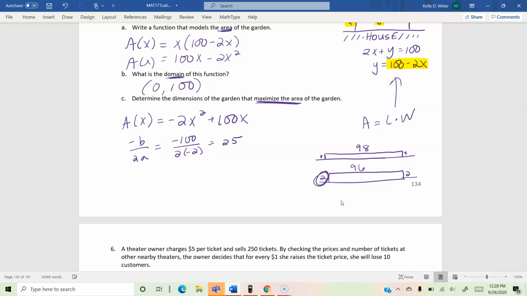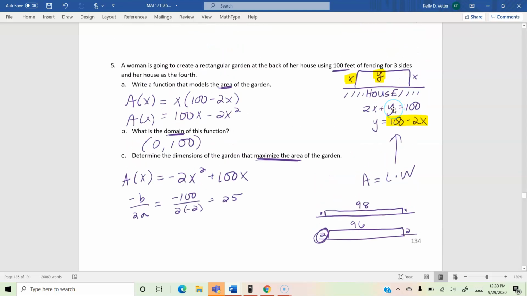So you're going to get 25. And that is saying, let's go back up here, if you use 25 for this part of the rectangle, then you're going to maximize your area. So she's going to have 25 here, which means this side would also be 25, and that would leave her 50 feet there, and that would give her the most area.